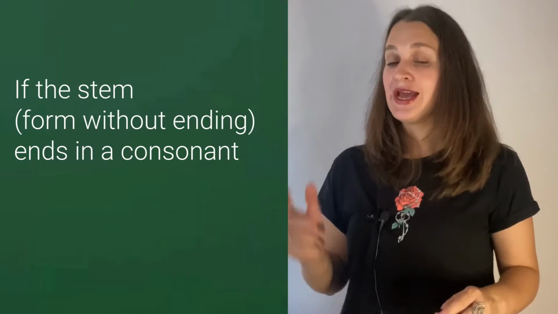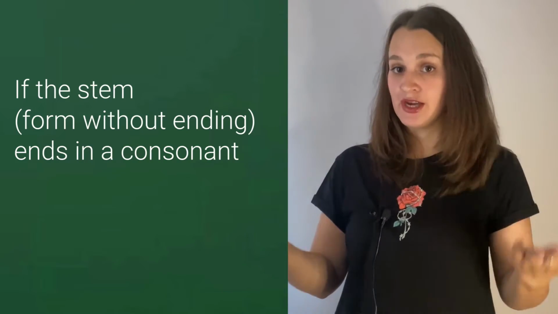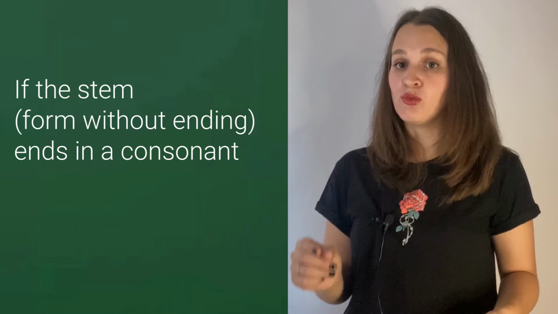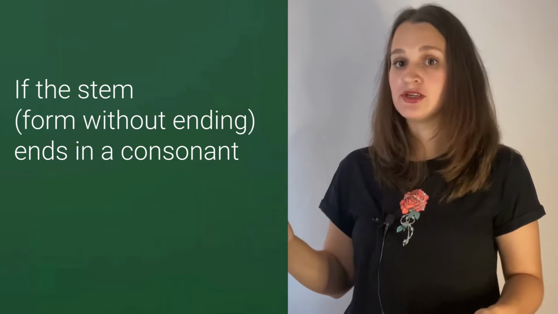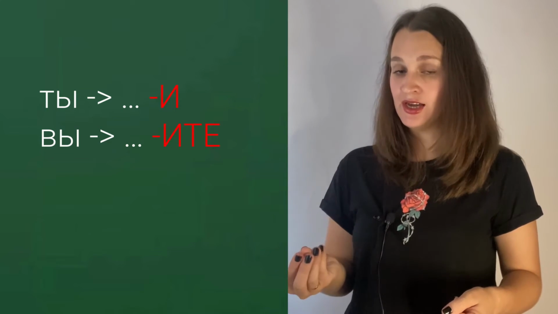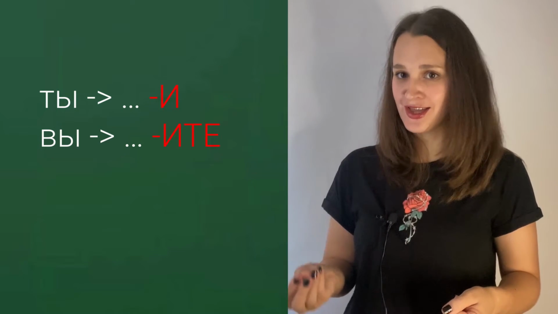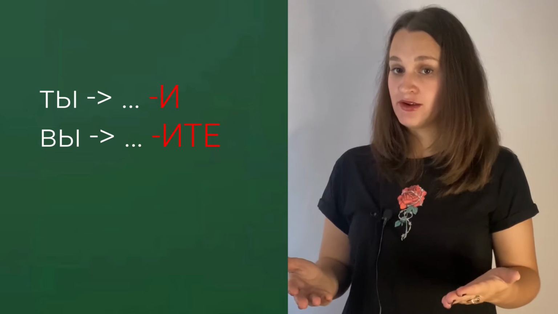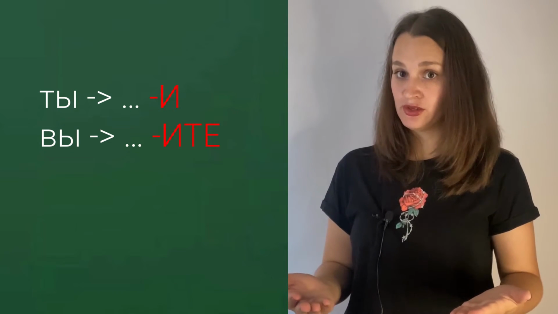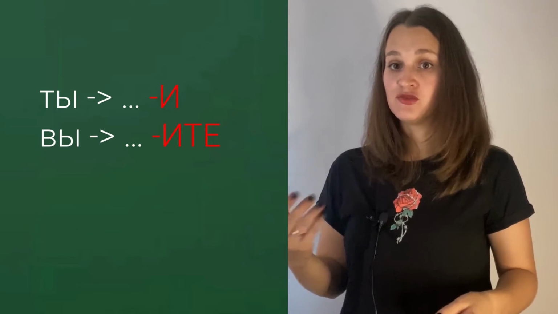Way 2. If the stem ends on a consonant. Again, the stem is the form of the verb without the ending. And here is one important moment for way 2. The stress in the form я should fall on the ending. And for this way in the imperative we will add и for singular and ите for plural.